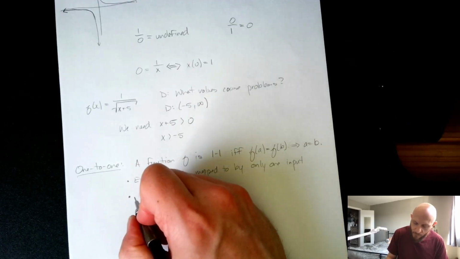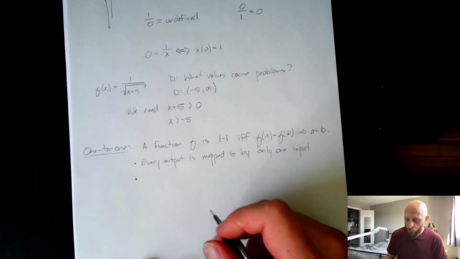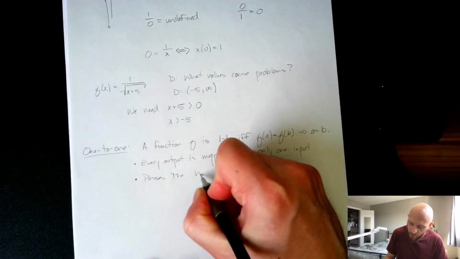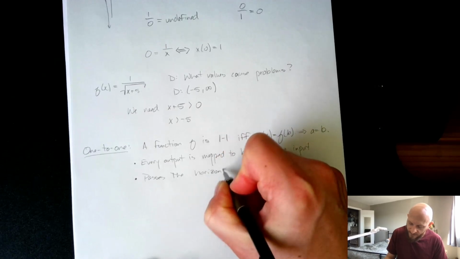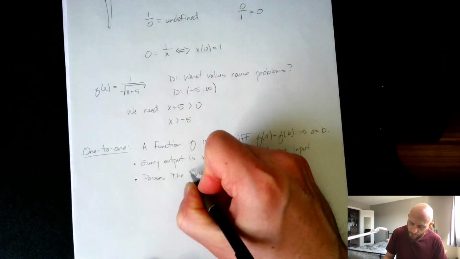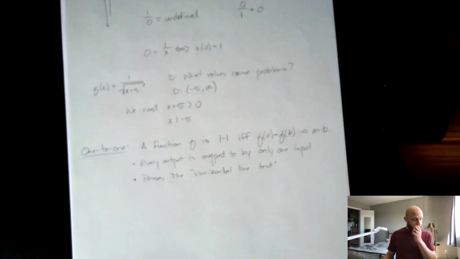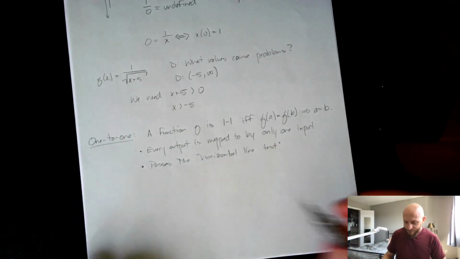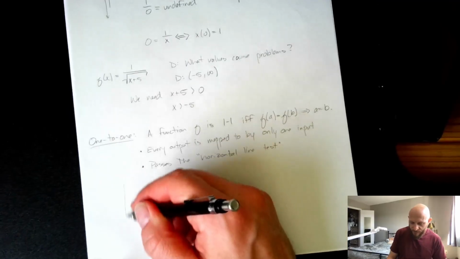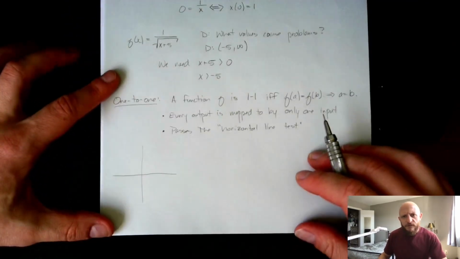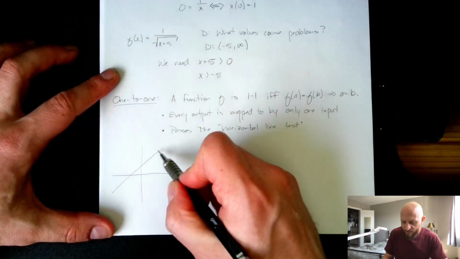And the most informal way to think about one-to-oneness is that it passes the so-called horizontal line test. Okay, so let's just look at some graphs for some examples of functions that are one-to-one and functions that are not. So consider first just any linear graph like this.